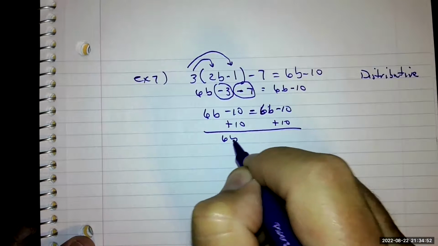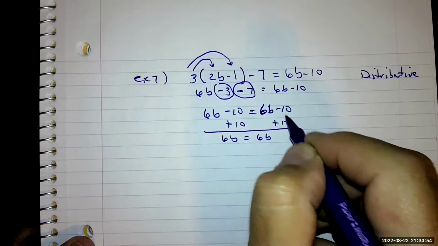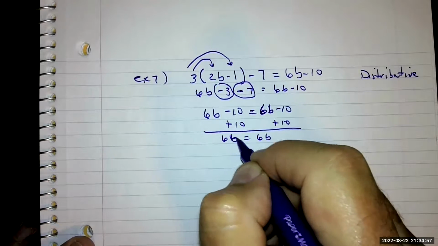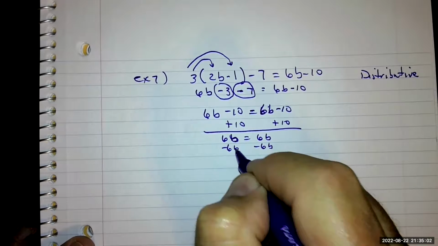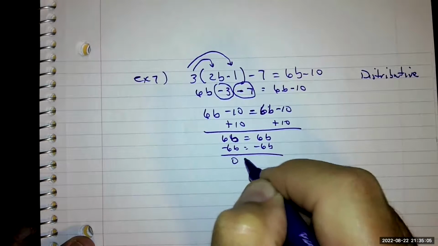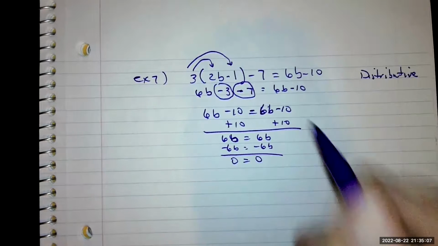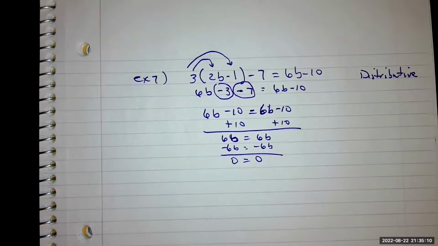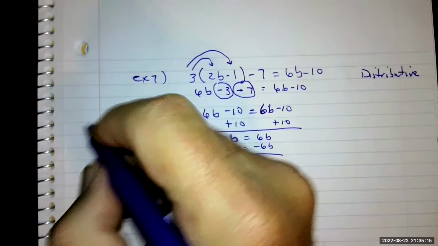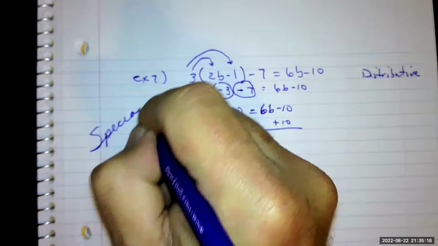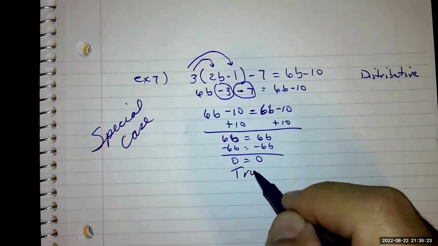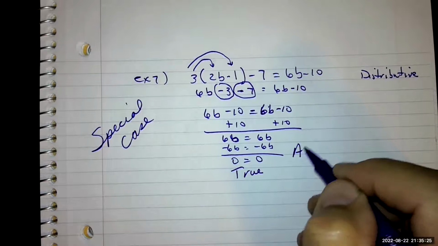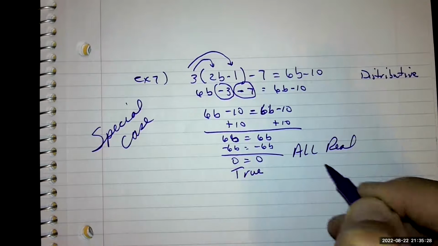That's 6b equals 6b because these are a 0 pair and these are a 0 pair. Now I've got to subtract 6b. When we do, look, I get 0 equals 0. But this time, the variable's gone again. But this time, both numbers are the same. This is 0 equals 0. This is another special case. And when the numbers are the same and the statement is true, we say this is all real numbers.